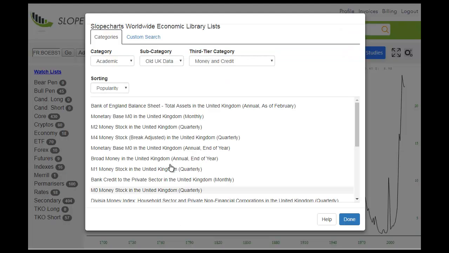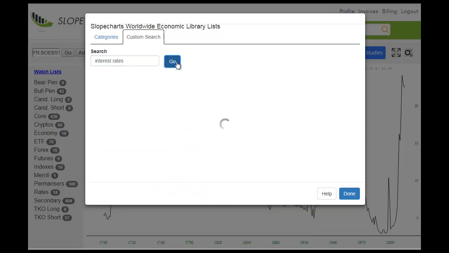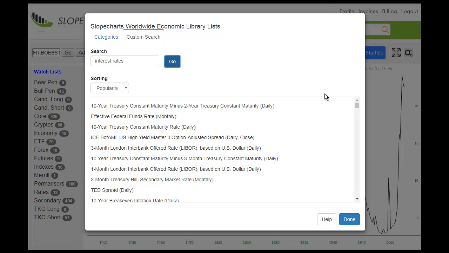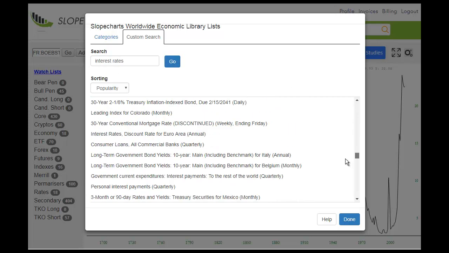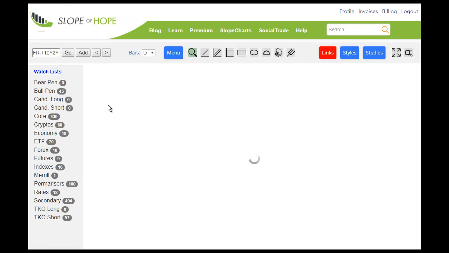You can also search based on, if you've got a pretty good idea of what you're after, you can just do a custom search. So I could type, for example, interest rates, and click on go, and it would present to me directly, without any categories, in this case, hundreds of choices of interest rates, the most popular of which is the 10-year constant minus the 2-year constant, and I could choose that, and it would bring that up.